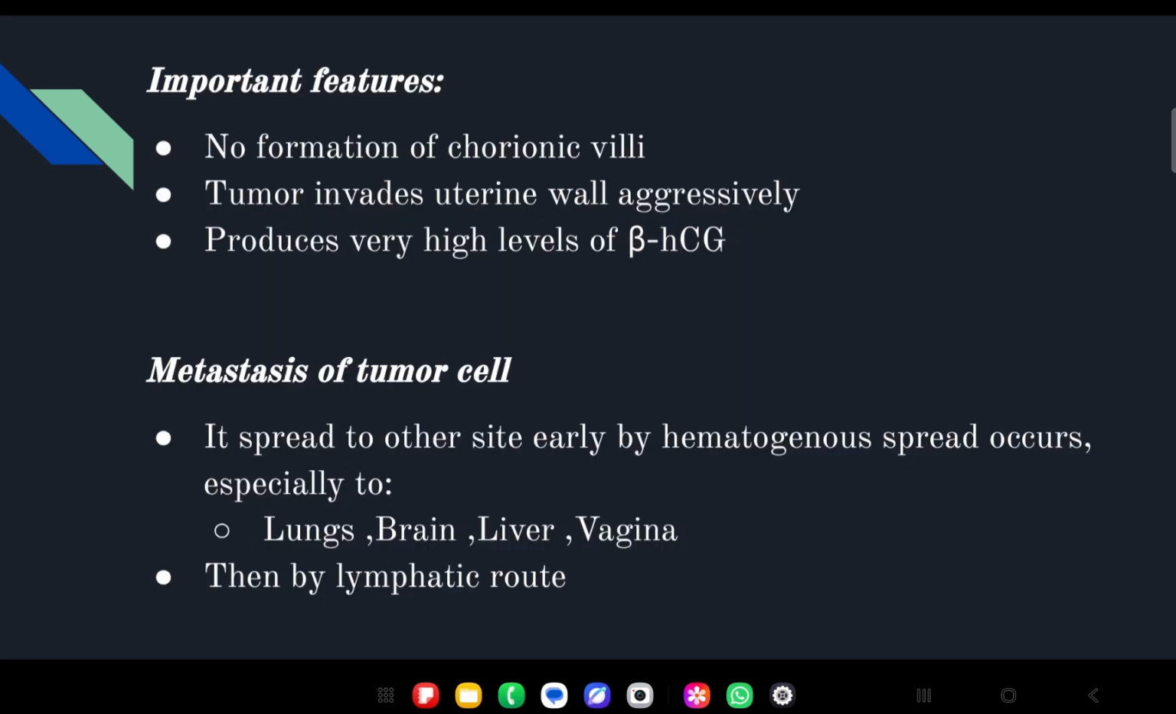Important features of choriocarcinoma are: there is no formation of chorionic villi, as there is a proliferation of syncytiotrophoblast and cytotrophoblast. The tumor invades the uterine wall aggressively and produces very high levels of beta HCG. As it is a malignant condition, there is a chance of metastasis of tumor cells. It spreads to other sites early by hematogenous spread, occurring especially to the lungs, brain, liver, etc.